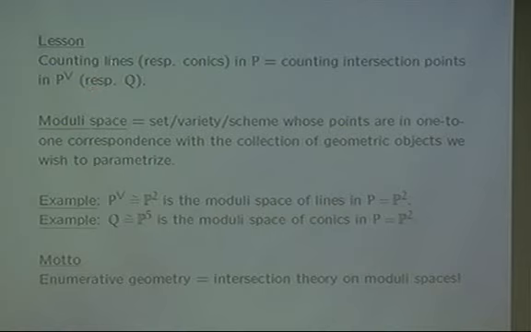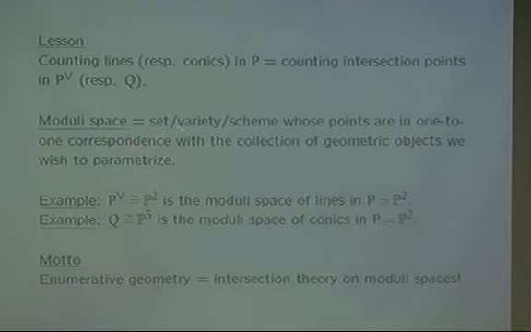Okay, so if you want to count lines, you think about the space of all lines. That's P check. If you want to count the number of conics, you think about all possible conics, Q. So the left-hand side is enumerative geometry, the right side is intersection theory. But to do that, you need these spaces P check and Q, the space of all possible lines and all possible conics. So there comes the notion of moduli space.